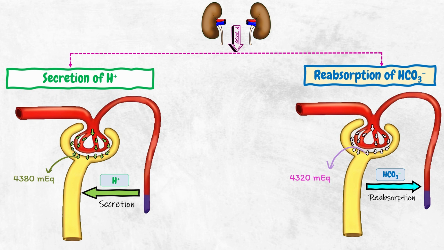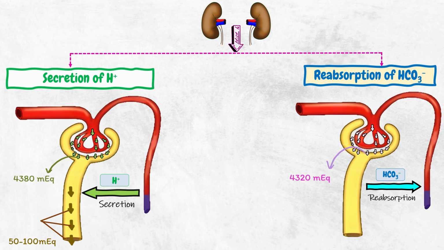Out of 4,380 milliequivalent, about 4,280 to 4,330 milliequivalent of hydrogen ion is utilized for the reabsorption of filtered bicarbonate. Only the remaining 50 to 100 milliequivalent is excreted. It results in the acidification of urine.